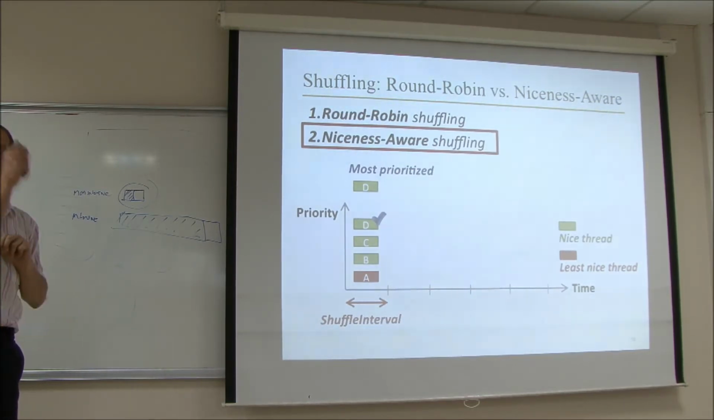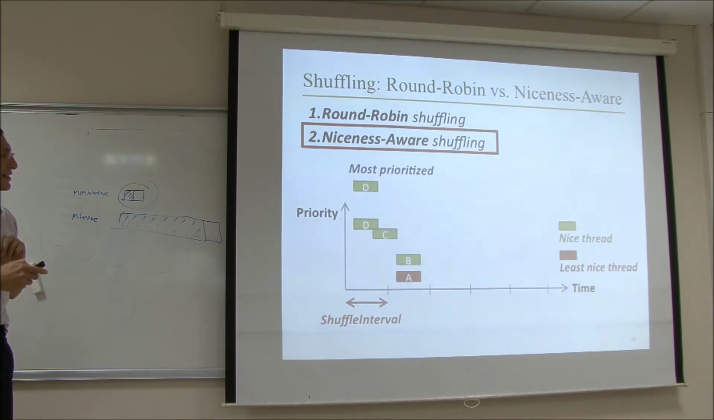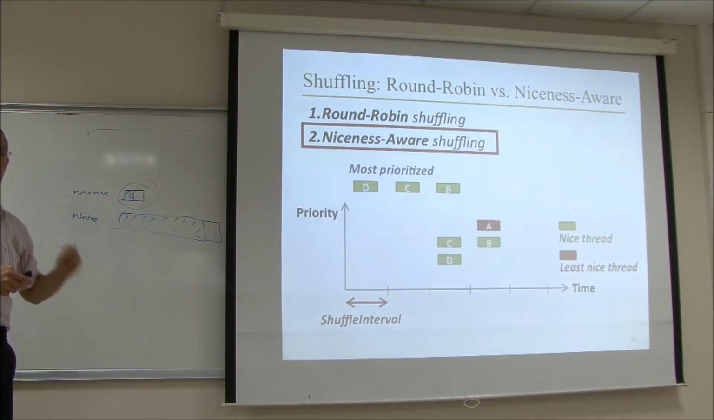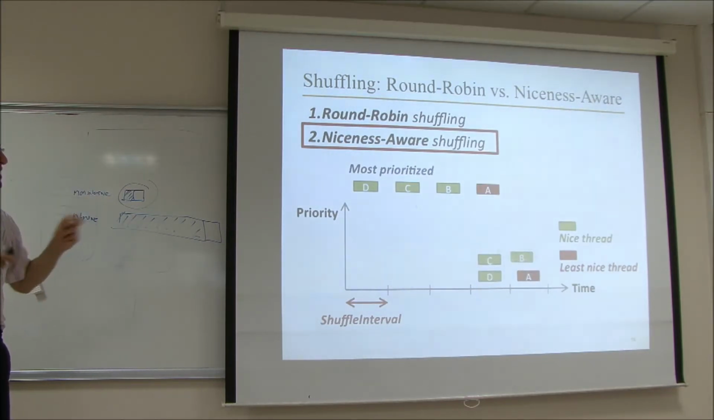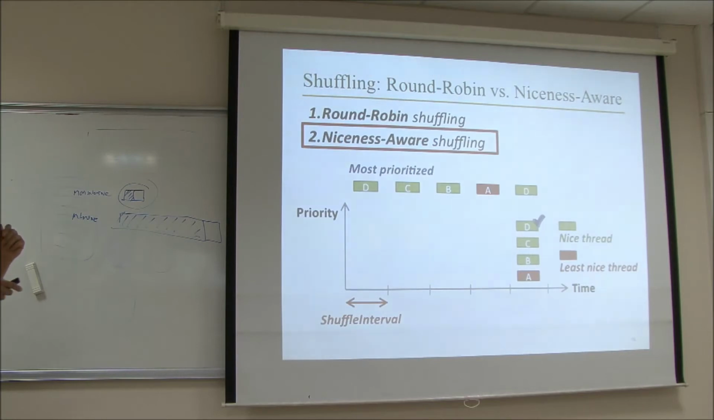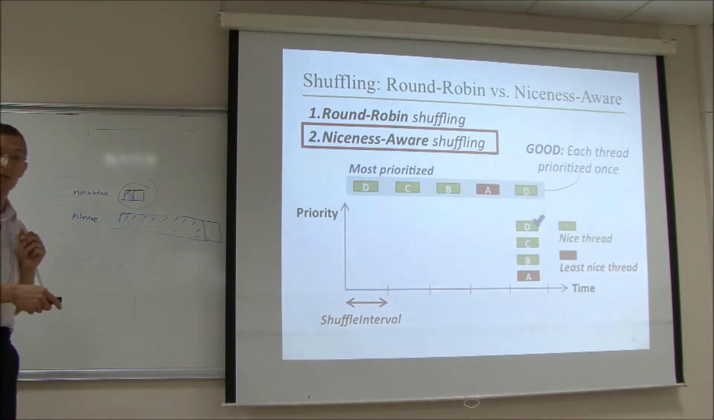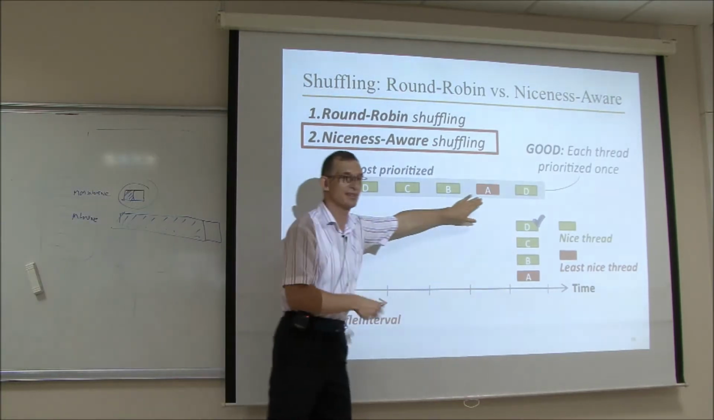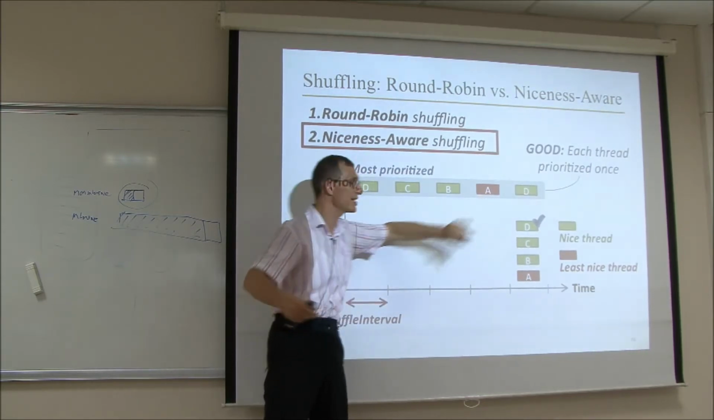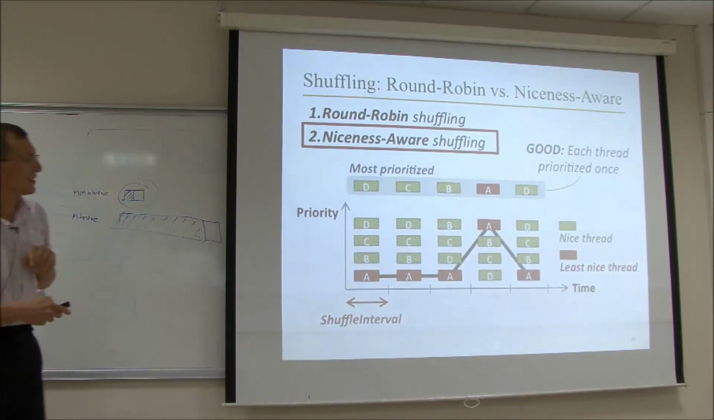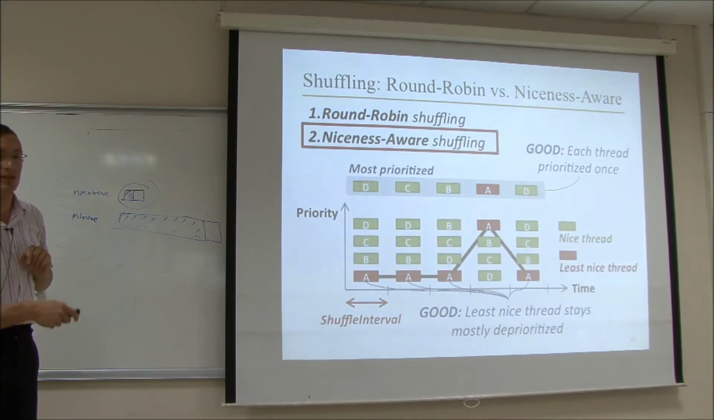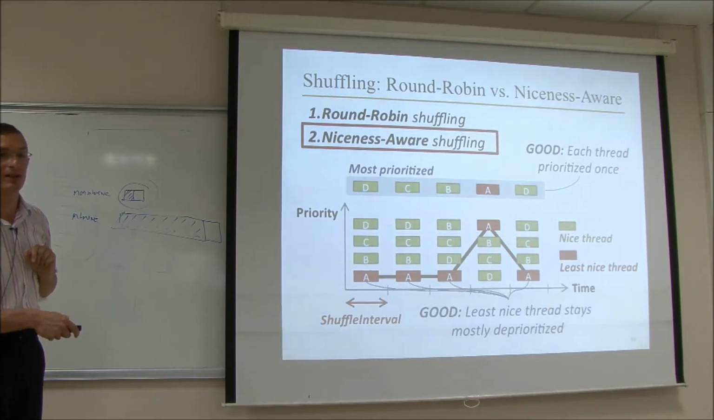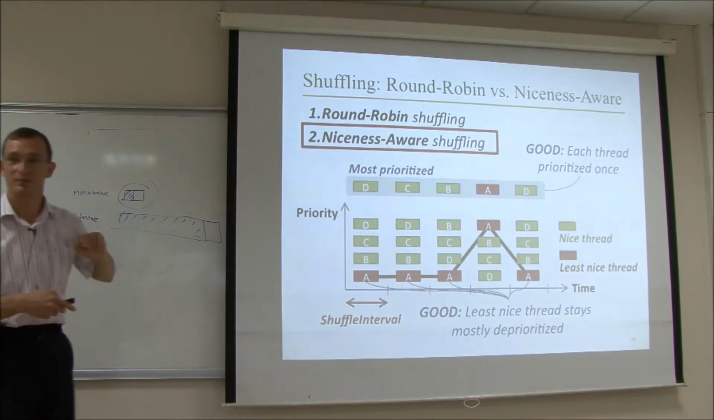That's the idea. It's going to stay at the bottom until it gets to the top once every n times, where n is the number of threads. So the good part is each thread is still prioritized once, so even the least nice thread gets to inject its request and make progress. But it's not causing a lot of interference to all other threads. In fact, it's not causing any interference except for that interval where it's prioritized over everything else, because it stays mostly deprioritized. Make sense? OK.